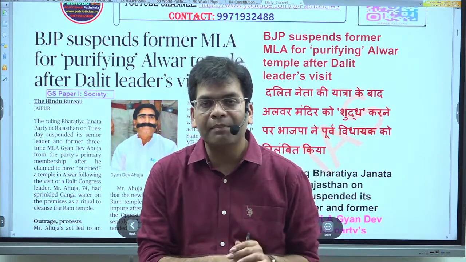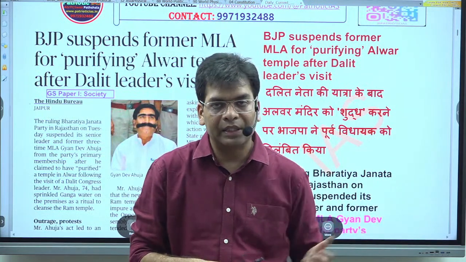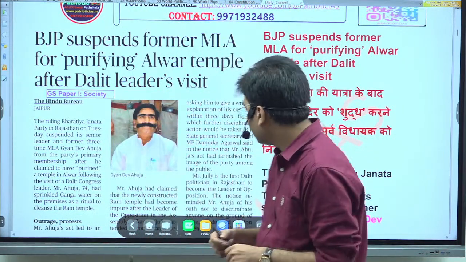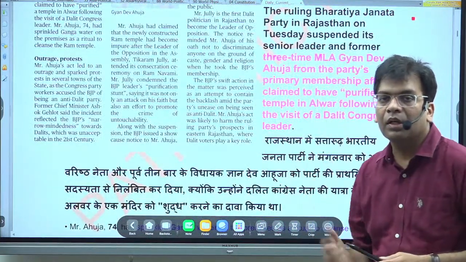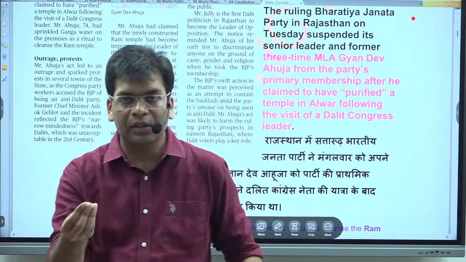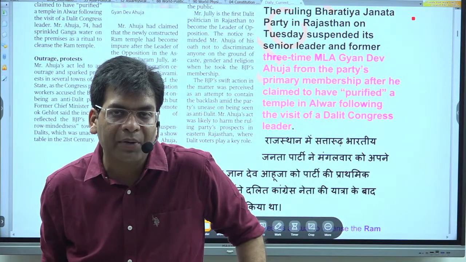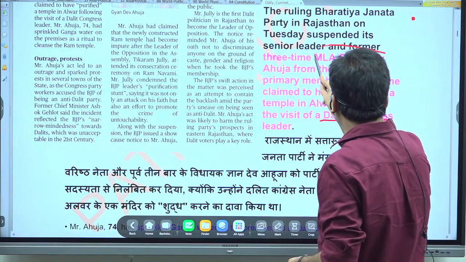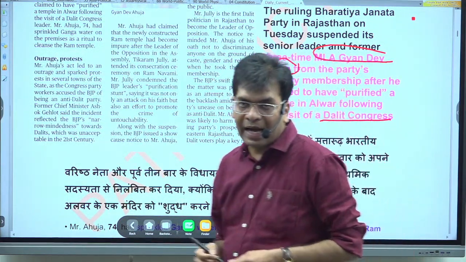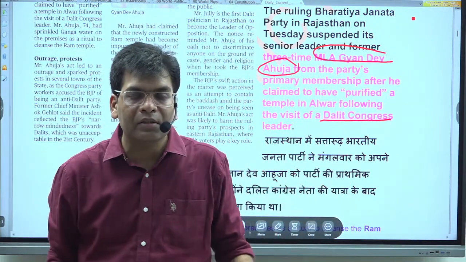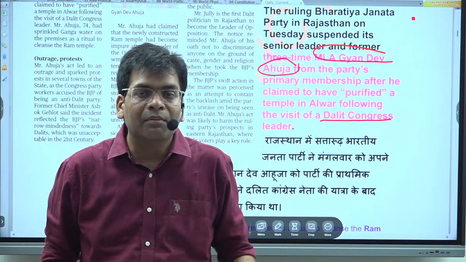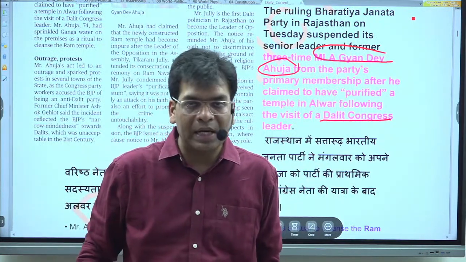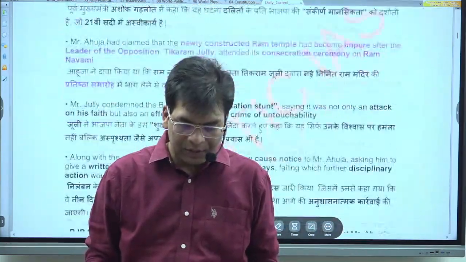He went to the newly built Ram temple, where there was a consecration ceremony. In the newly built temple, the idol of the deity is located at the main position, the sanctum, which in the Nagara style is the main location where the main deity is placed. This was visited by the Dalit Congress leader. After that, the BJP leader Gyan Dev Ahuja said that it had become polluted with the entry of these Dalit leaders, and he purified it with mantras and the use of Ganga Jal. You can use this in ethics, in society, in caste discrimination, in all these areas. You can give this as an example.